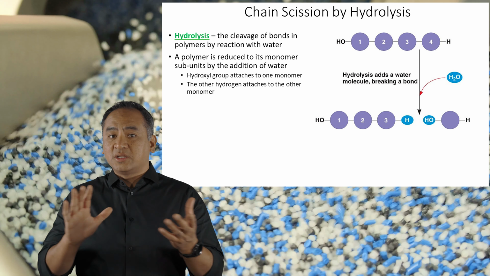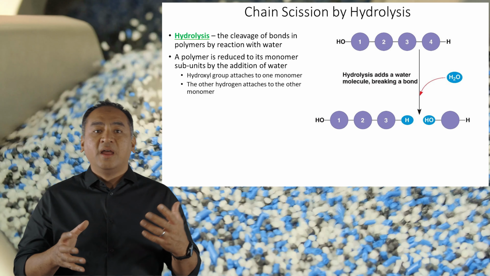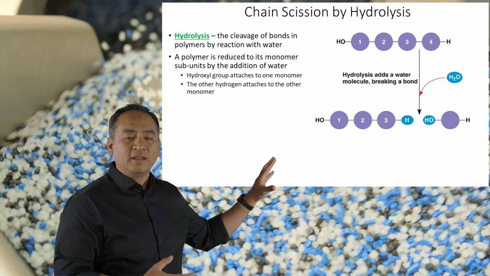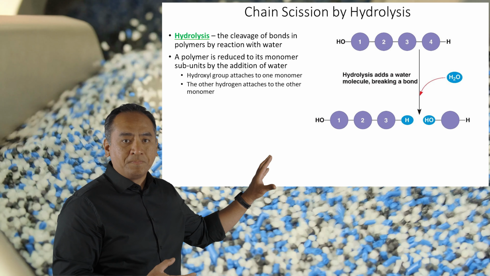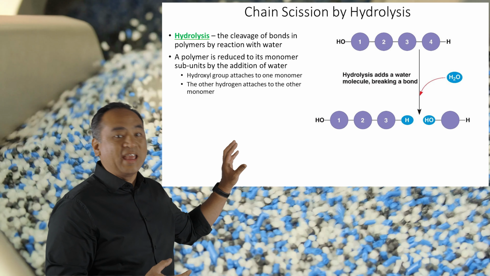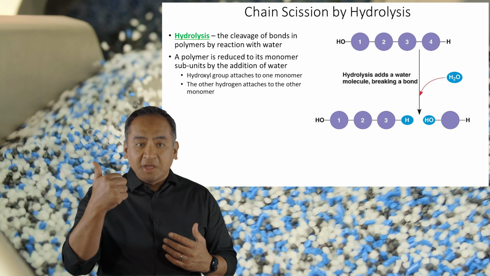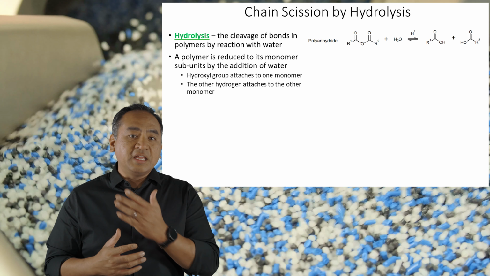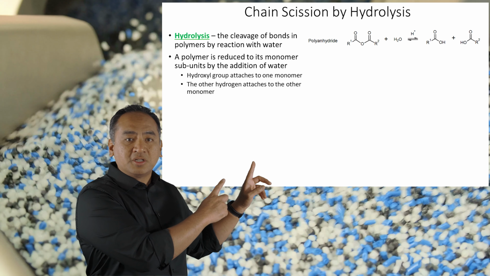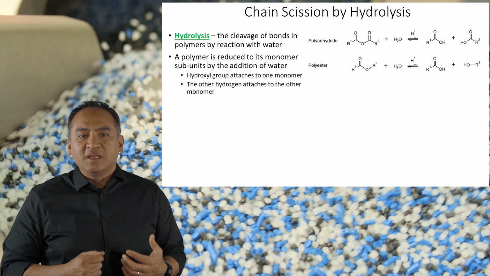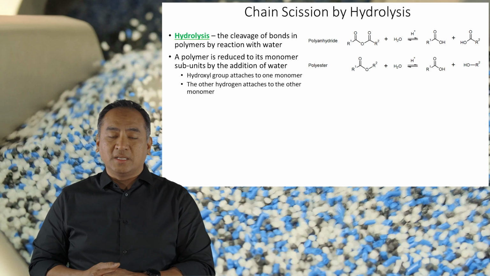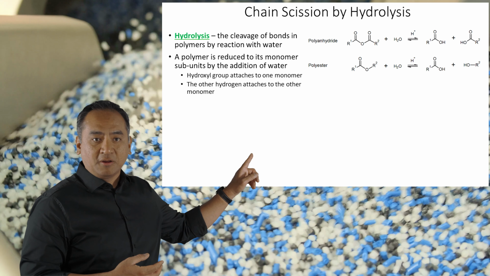Water can dissociate into hydroxyl and a hydrogen atom. As shown on this slide, the hydroxyl group attaches itself to one monomer and the hydrogen atom attaches to the other monomer. The cutting of polyanhydride chains is shown in this image. Polyester is also susceptible to chain scission by hydrolysis, as shown here.